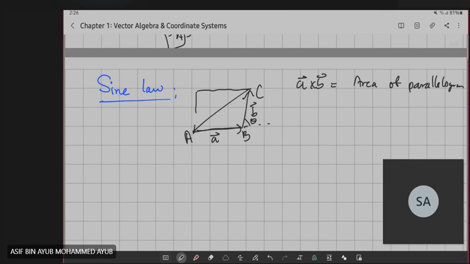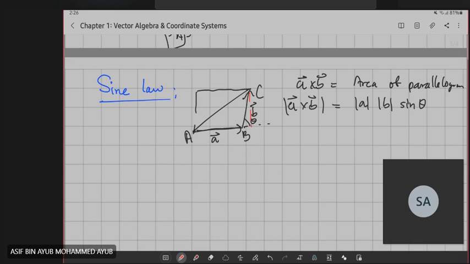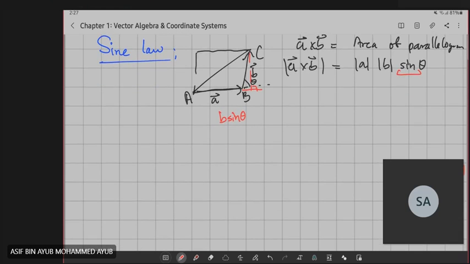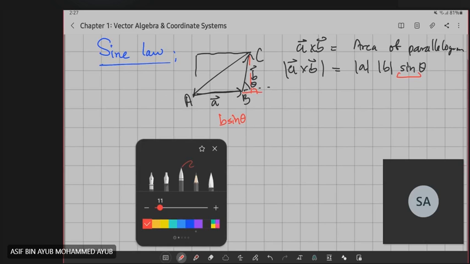And if you know the angle between two vectors, the magnitude of the cross product can be given by A, B, and the sine of theta. Now, if you look carefully in the figure, you'll see that the height of the triangle is given by B sine theta. So the presence of sine here should not surprise you. Now, you can take the area of the triangle in three different ways.